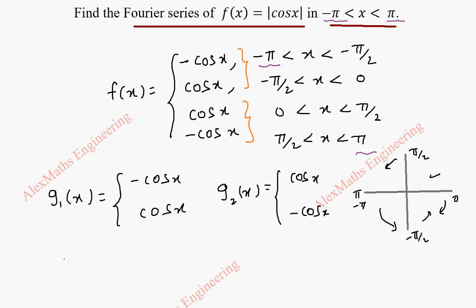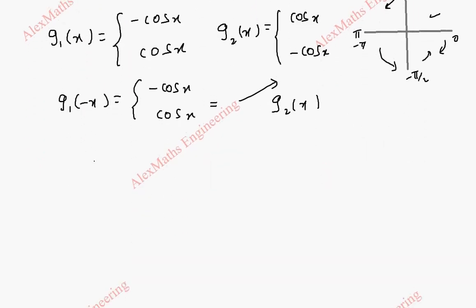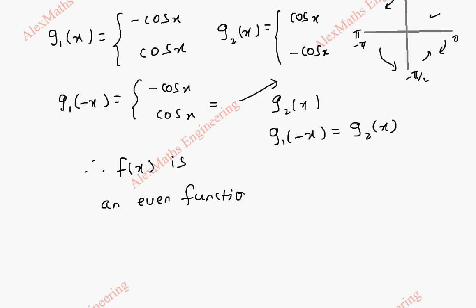Now every x is replaced by minus x in g1 of x. So cos of minus x is cos x only, so the outside minus will be as it is. Then again in the second part, cos of minus x is cos x only. So this is also equal to g2 of x, because we have minus cos x and plus cos x. So from this we can understand that this function is an even function. That is, when g1 of minus x gives g2 of x, we can say f of x is an even function.